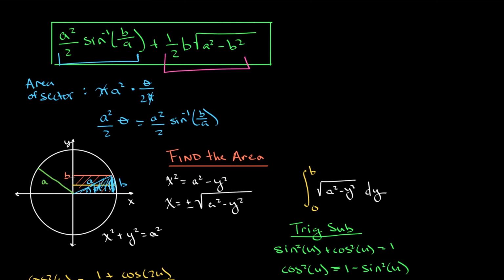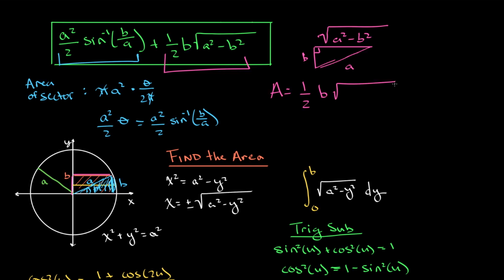This second part here is going to be the area of this triangle. Isn't that cool? The area of this triangle. So let's pull this triangle out and work on it a little bit. Area of this right triangle here. This height is b, and this hypotenuse here is, again, the radius of our circle, so that's a. And then by the Pythagorean theorem, we have the square root of a squared minus b squared. And finding the area of our triangle is 1/2 times our base, which is b, times the height of this triangle, so times the square root of a squared minus b squared. And then you add both these together, boom, we have our answer right here.